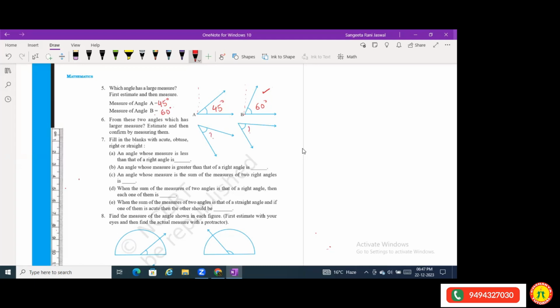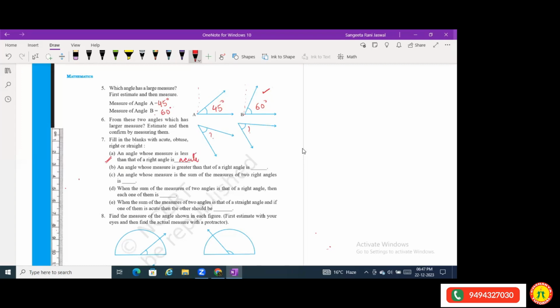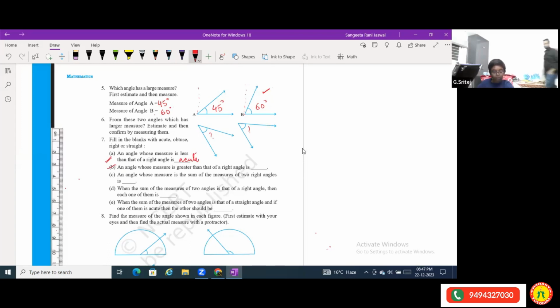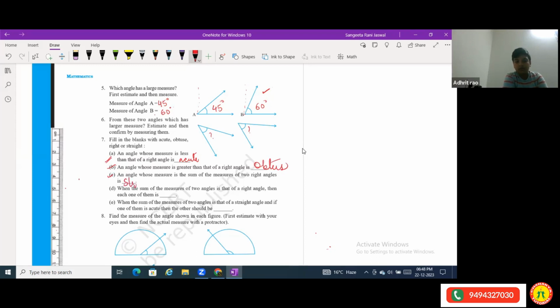Now we'll see this. Fill in the blanks with acute, obtuse, right and straight angles. First one: an angle whose measure is less than that of a right angle is dash. Acute angle. Ma'am, acute. Acute, good. Next one: an angle whose measure is greater than that of a right angle. Obtuse angle. Obtuse, good. Now Adrit will tell me the next. An angle whose measure is the sum of the measures of two right angles. Straight angle. Great.